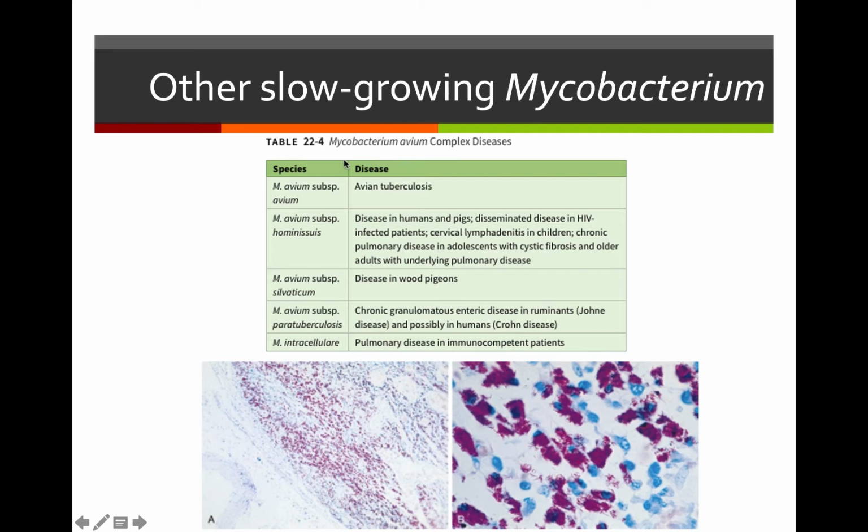And these Mycobacterium avium, as you might suspect from the name, causes avian tuberculosis. However, there are some subspecies that can cause disease in immune-compromised patients. You see HIV patients, children with cancer or cystic fibrosis, and then Mycobacterium intracellulare, which can cause pulmonary disease, again, in your immune-compromised patients. So these aren't super common, but they can happen. So it's something to be on the lookout for.